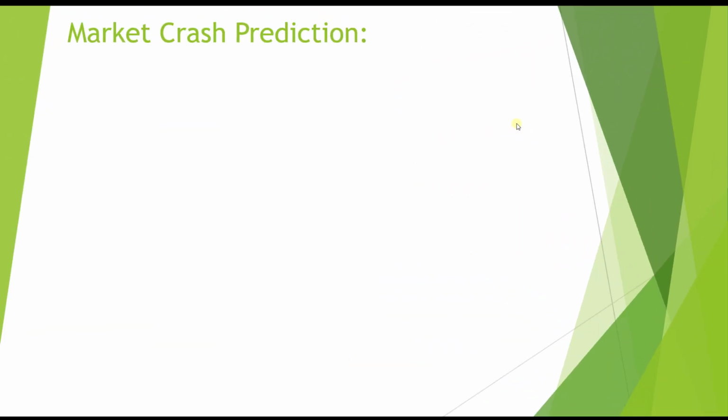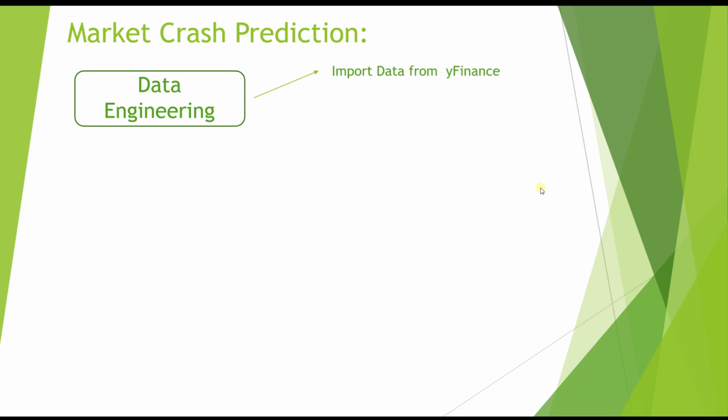To predict the market crash, we go through several sections. The first section is data engineering. In this section, we will focus on data engineering, which consists of two main steps. The first step is importing market data. We will import historical data from the S&P 500, Bitcoin, or any other market that we want to predict crash for. We will use the yfinance library to pull this data from Yahoo Finance. This data will include market information such as price, volume, and other relevant factors.